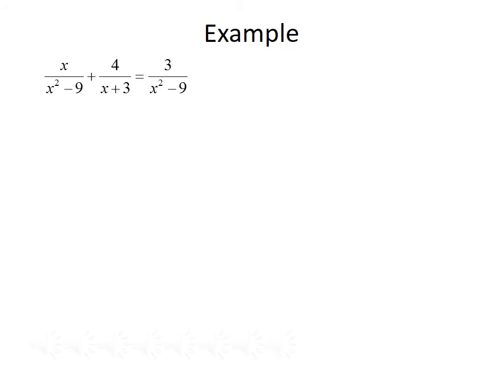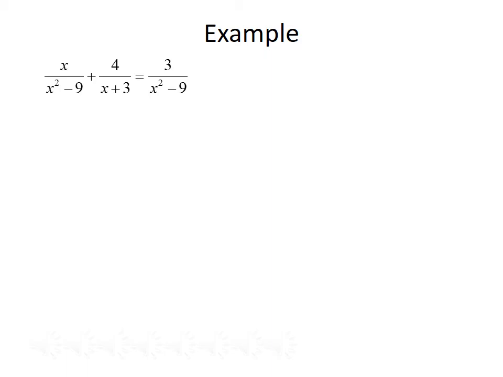Here's another example. We want to solve the equation x divided by x squared minus 9 plus 4 divided by x plus 3 equals 3 divided by x squared minus 9. If we go through the steps of the general strategy presented previously in the lecture, the first thing we want to do is note any restrictions on our variable.